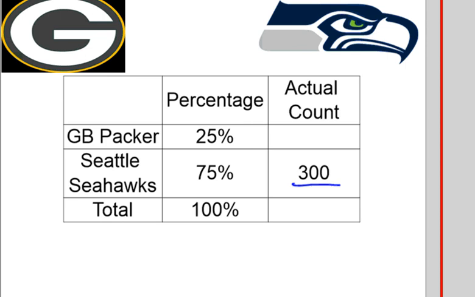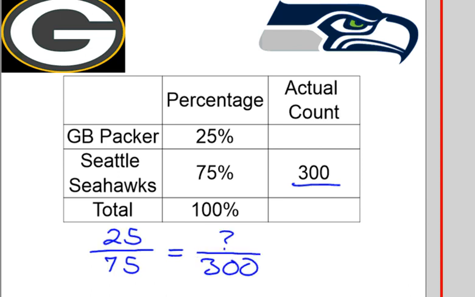First of all, let's figure out how many Green Bay Packer fans there are. So I can start this, and I can take my 25 and put it over my 75, and that's going to equal this idea. So that's one way I could set it up. Now, as I look at this, you might not see the relationship right away, and so you might have to cross multiply and then divide. We're going to do it that way just to remind us how to do that.